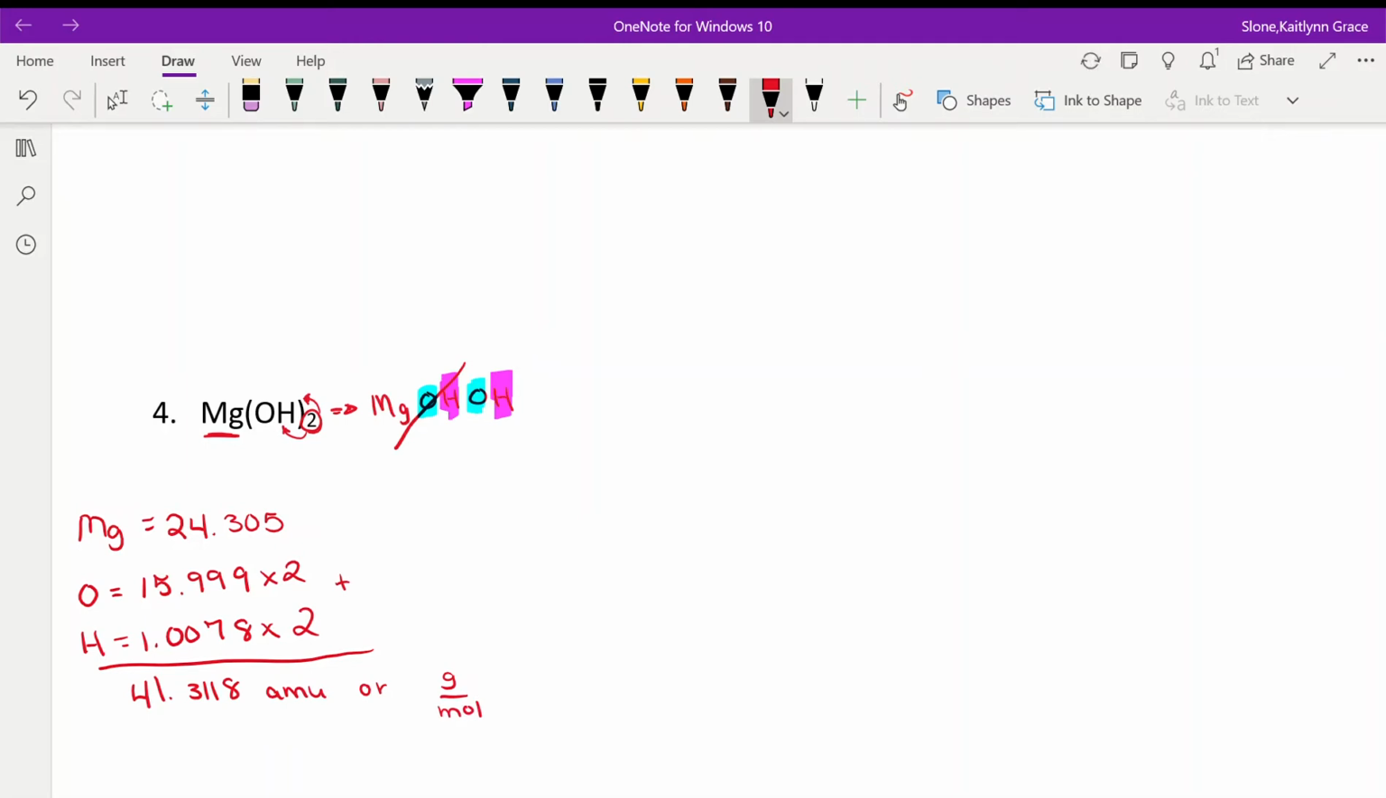So again, just as a review, we're simply adding up all of the atoms' atomic weight from the periodic table to get the total molar mass of the compound. I hope this cleared up questions or any confusion that you have on this topic.